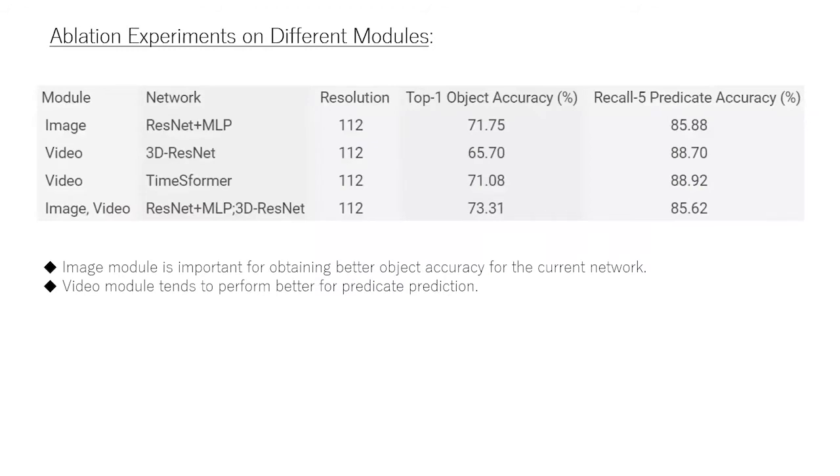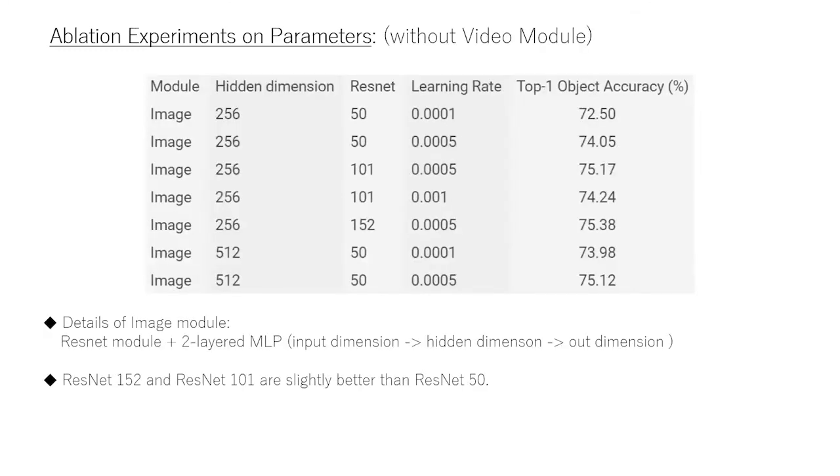Firstly, we conducted experiments on different modules. In detail, we experimented on image and video and the combination of image and video modules. We found that the image module is important for obtaining better object prediction accuracy for the current network. And then we found that the video module tends to perform better for predicate prediction. Next, we conducted experiments on different parameters for the image-only module. And we found that ResNet 152 and 101 are slightly better than ResNet 50.